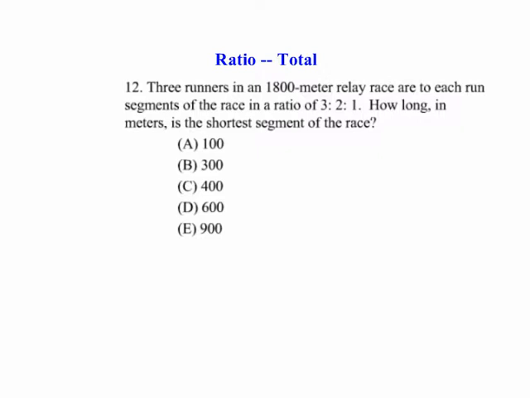Well, I've got 3 to 2 to 1. We're going to say x is the factor I'm looking for. So I've got 3x plus 2x plus 1x equal 1800. 6x equals 1800. X equals 300. So the shortest distance would be 300. If they wanted the middle one, that would be 600. And the longest would be 900.